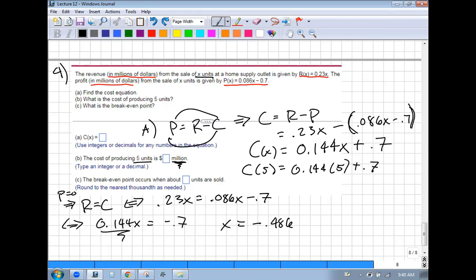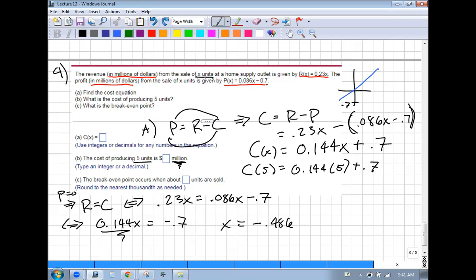Let's think about it. Let's see, this revenue here, right? We're making 23 cents per unit. So revenue looks like this. This guy starts out down here at like negative 0.7, and then it goes up, right, with a slope of 0.086. This guy has a slope of 0.23, right? That's about a slope of 1/4, right? So for every one I go up, I go to the right 4. This slope is 0.086. That's less than a tenth.